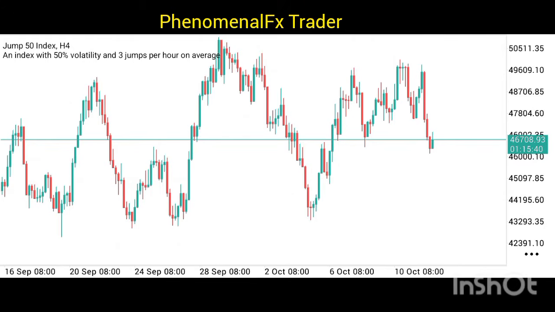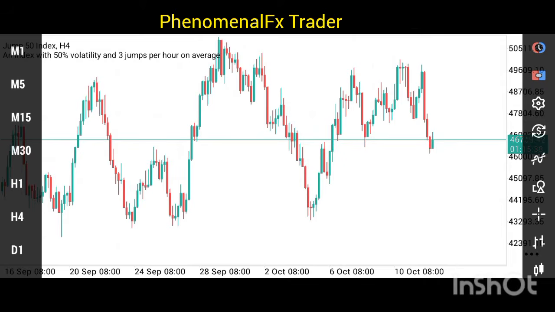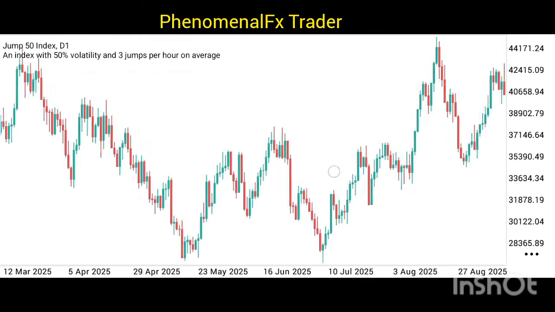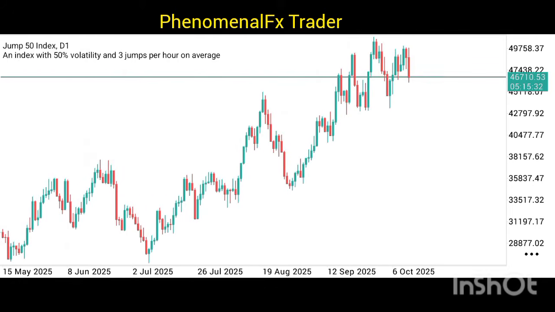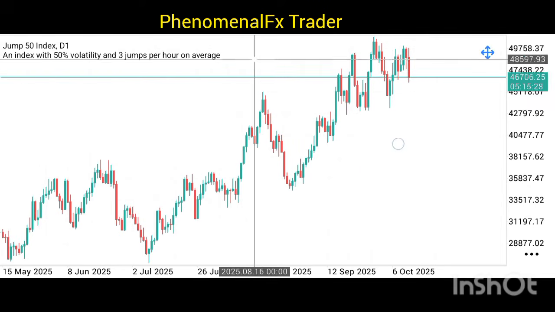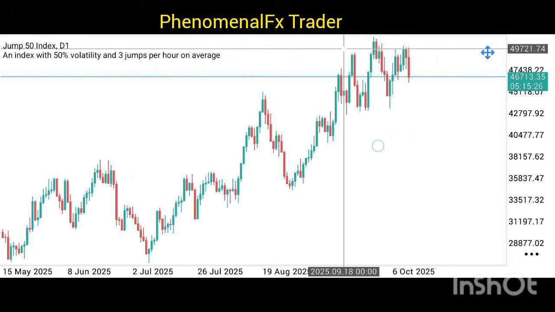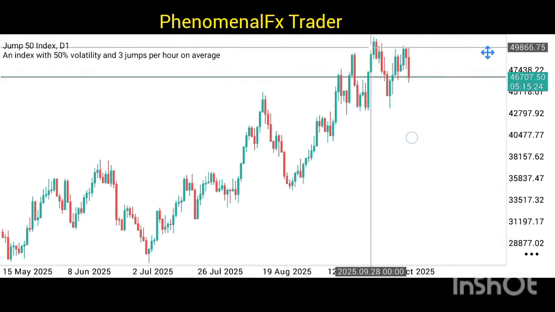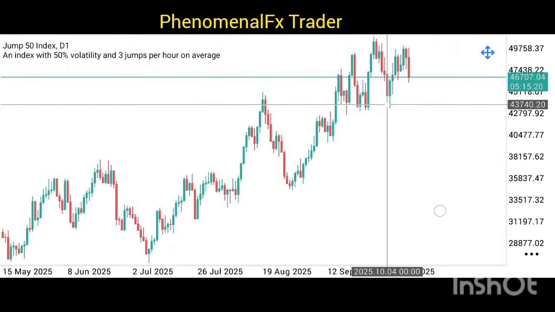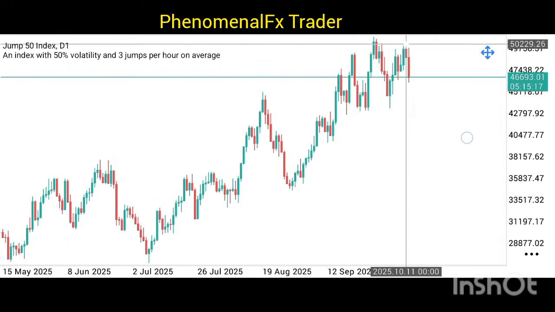All right, so on this John 50 index, if you look at the daily time frame, you will notice the market is bullish. The market has been bullish, creating higher highs and higher lows on this daily time frame. This is the last higher high the market created. And then this was the pullback it made. Then it tried to go up again.